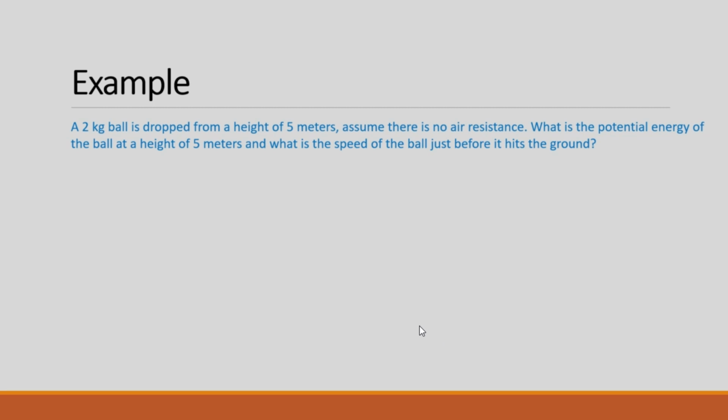So let's look at an example. A 2 kilogram ball is dropped from a height of 5 meters. Assume there is no air resistance. What is the potential energy of the ball at a height of 5 meters, and what is the speed of the ball just before it hits the ground?